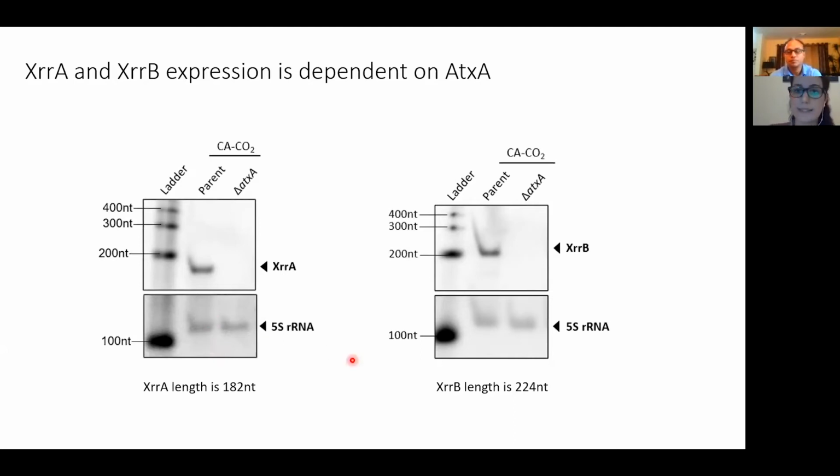I also did RACE analysis, mapping the precise 5' and 3' ends of the sRNAs to gain some more information about their lengths and their sequence. I found that SIR-A is 182 nucleotides long, while SIR-B is 224 nucleotides. And sRNAs typically range in size from 50 nucleotides to 500 nucleotides or even more. So these lengths are well within the range of what is typically accepted to be an sRNA.